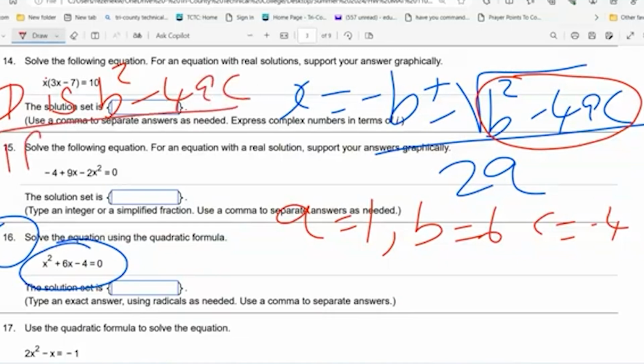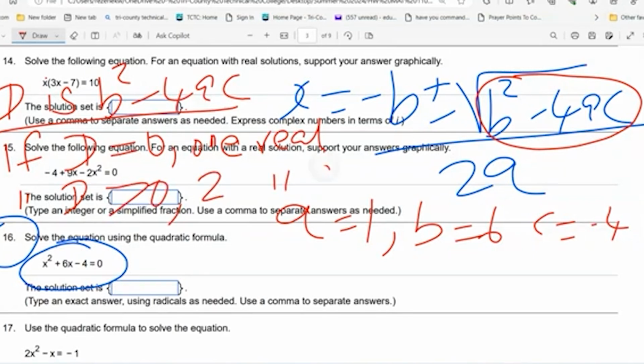If D is equal to 0, you have one real solution. Which means the quadratic function has one real solution. If D is greater than 0, you have two real solutions. In other words, the parabola cuts the x-axis in two places. Here, the parabola cuts the x-axis in one place. All right, there are three cases.